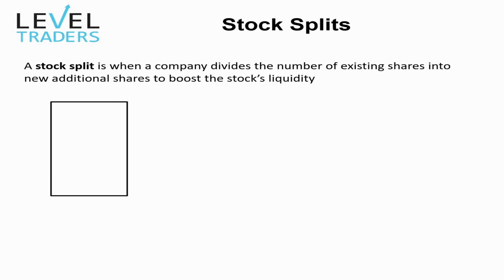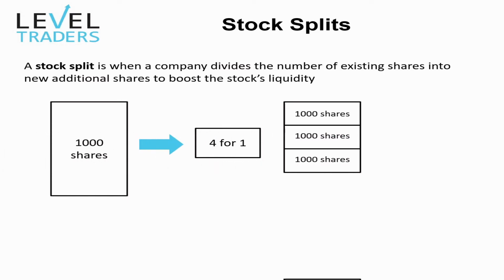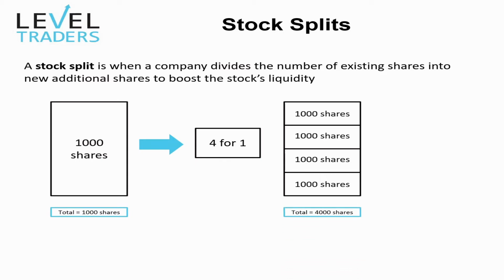So let's say we have 1,000 shares. Then a company announces a stock split, 4 for 1. What that means is for every 1 share, we'll now have 4 shares. So now we'll have 4,000 shares after the stock split. So initially we had 1,000 shares. Now we have 4,000 shares. In terms of value, the value of the shares remains the same.